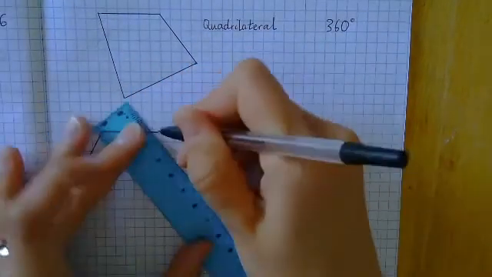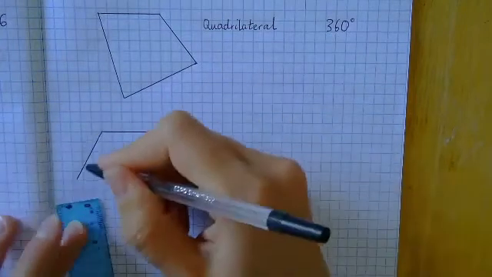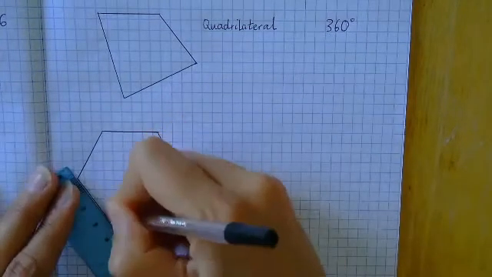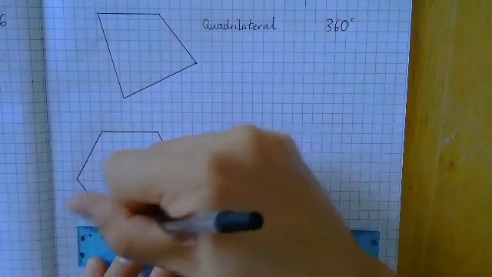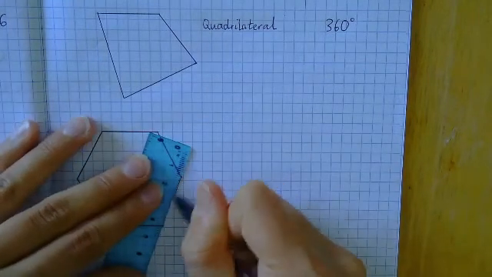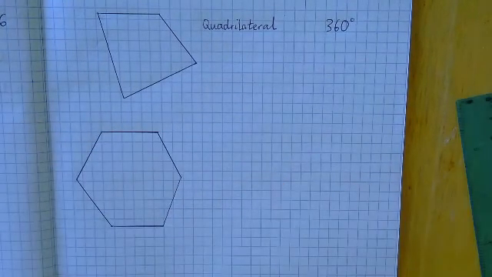So let's draw ourselves, let's go for, how many sides? Let's go for a hexagon. So draw me a hexagon. Now it doesn't have to be regular, so it could be irregular. Just try and get me a shape with 6 sides. Mine's a little bit lopsided, but that'll do.